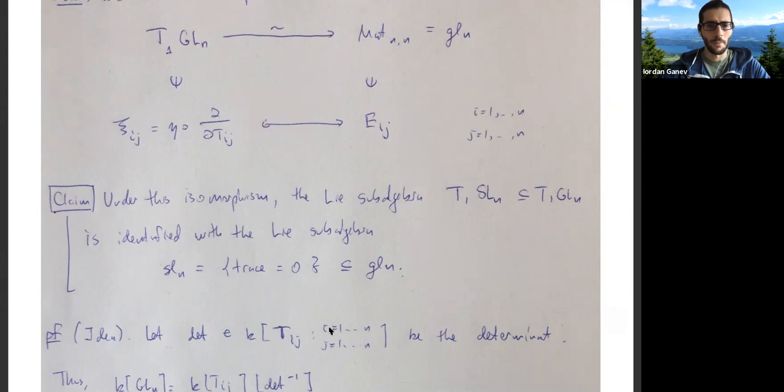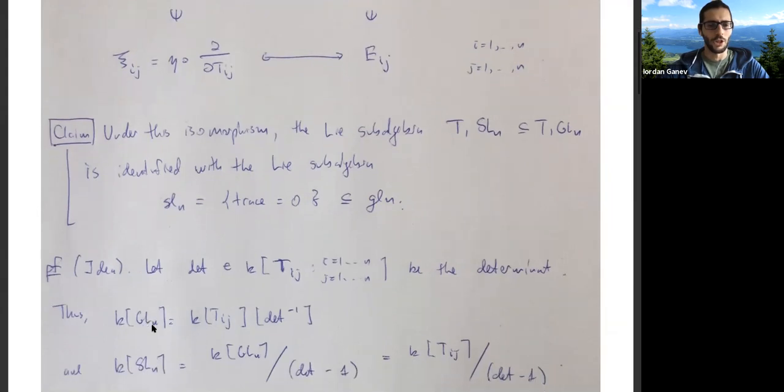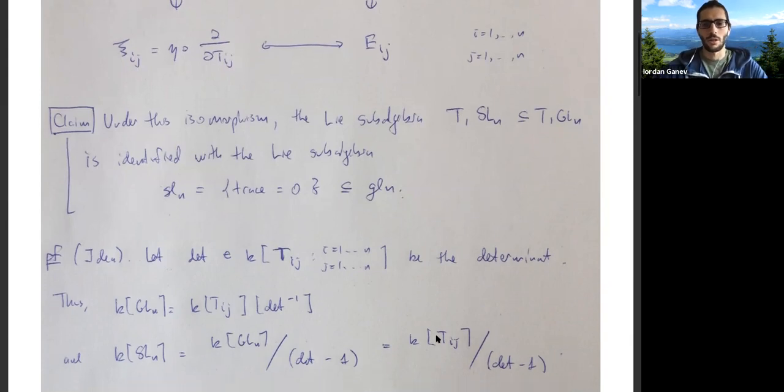So first of all, we take the determinant map. So this is a polynomial in the Tij's. It's some polynomial, and we know that the affine algebra of GLN is the localization of this polynomial algebra on the Tij's at the determinant element. And we also know that the affine algebra of SLN is the quotient of the affine algebra of GLN by the ideal generated by the determinant minus 1. Or equivalently, we could just start with the polynomial algebra and then quotient out by this ideal.